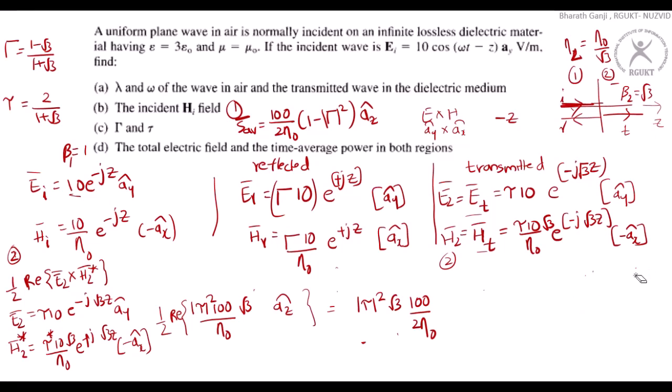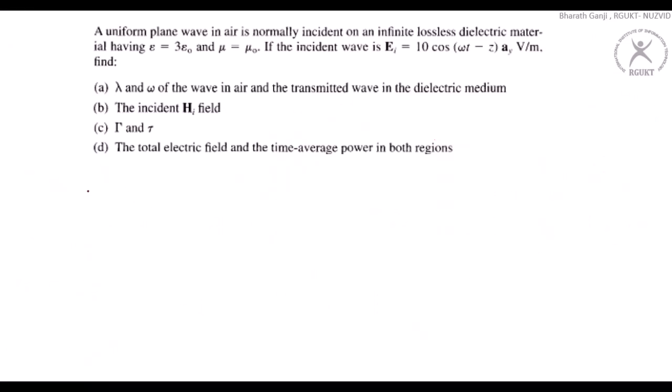Right, so let me summarize my results here. Okay, so I'll erase all these things and I'll summarize my results. I can see that in the first region, the average power is like this. So the time average power was 100 divided by 2 eta naught times 1 minus the modulus of the reflection coefficient squared.